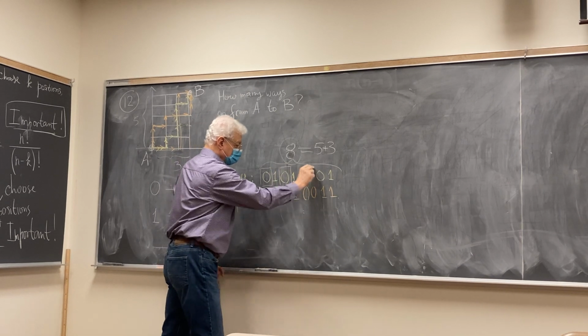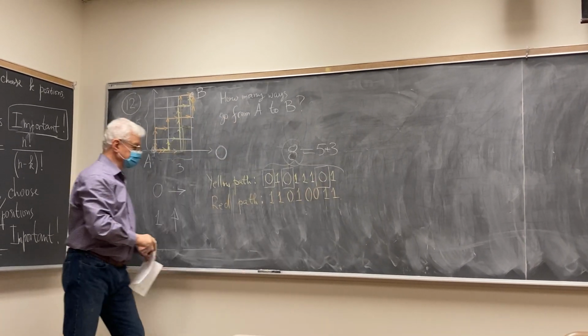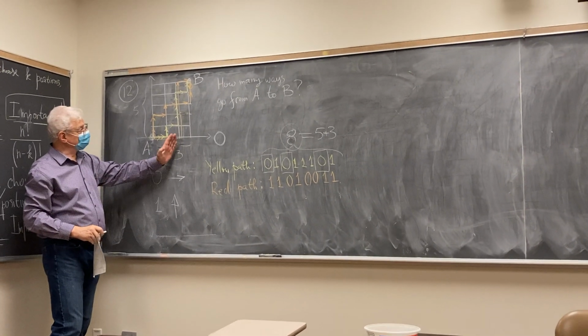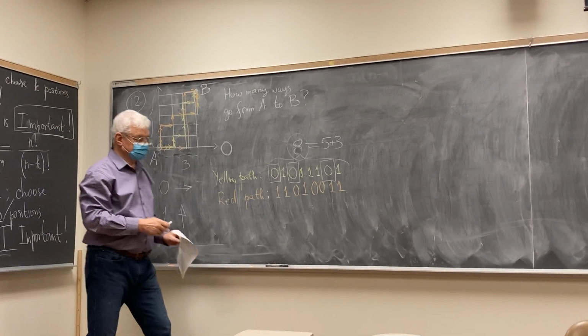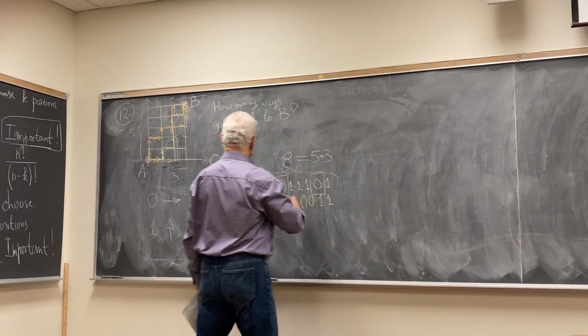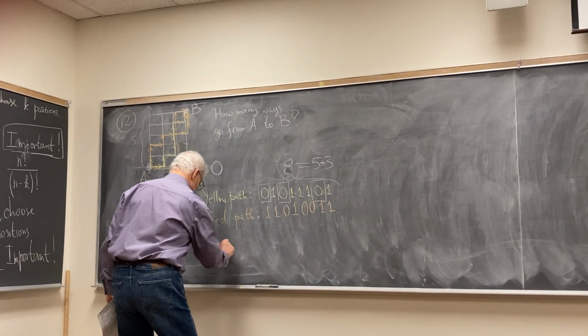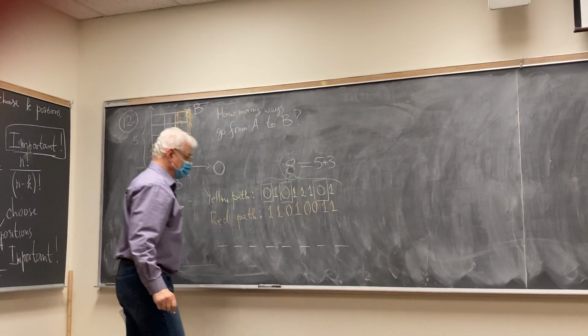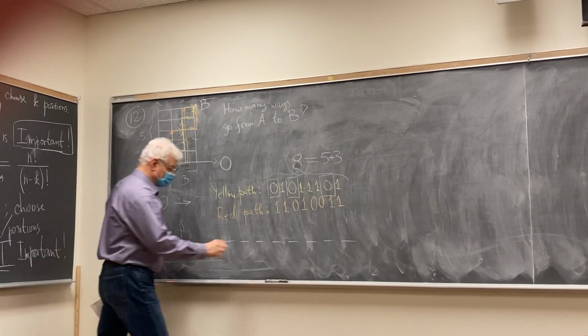How many? Exactly as many as the number of right motions: 3. How many up? 5. So therefore the only thing we have to do is the following. Take 8 positions, 1, 2, 3, 4, 5, 6, 7, 8, and put zeros somewhere.